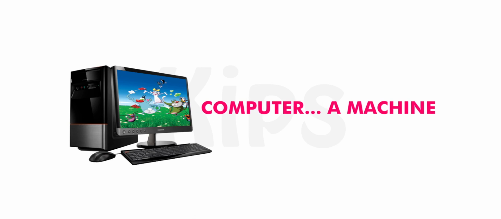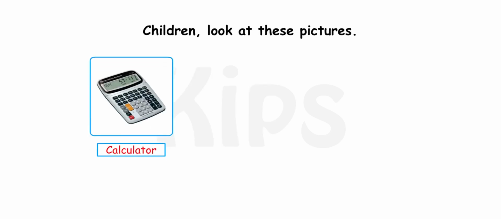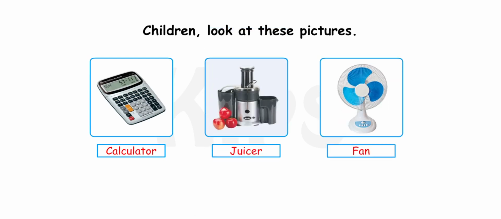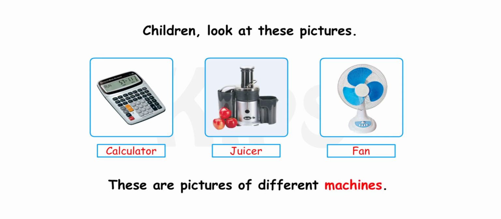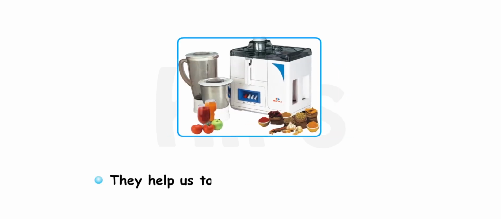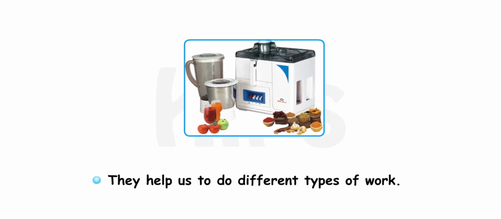Today we will learn about computer, a machine. Children, look at these pictures. This is a calculator, juicer and fan. These are the pictures of different machines. Okay, let me tell you that machines are man-made things and they help us to do different types of work.